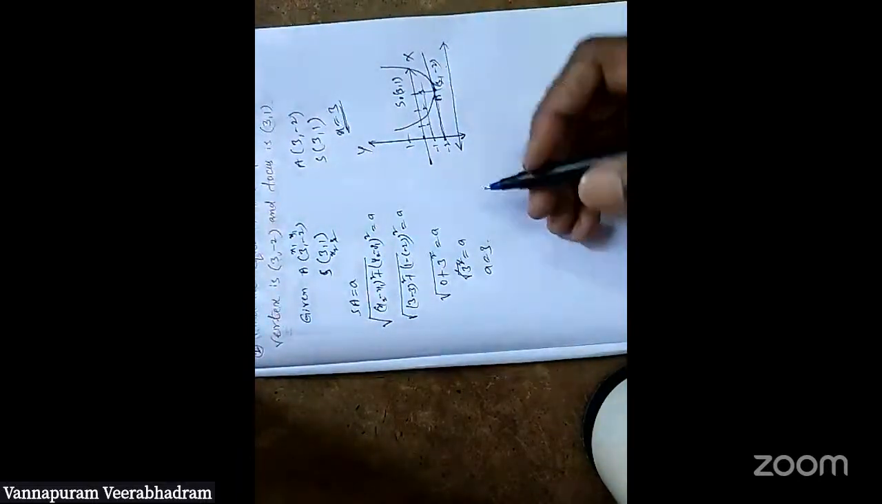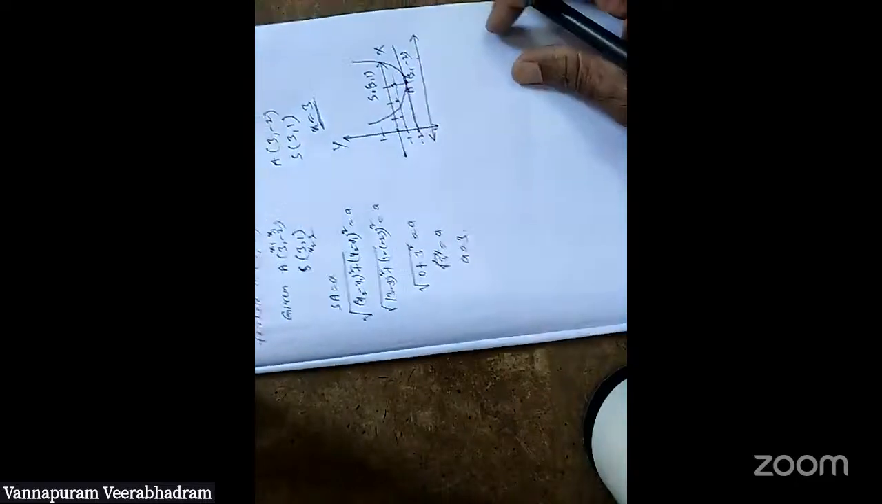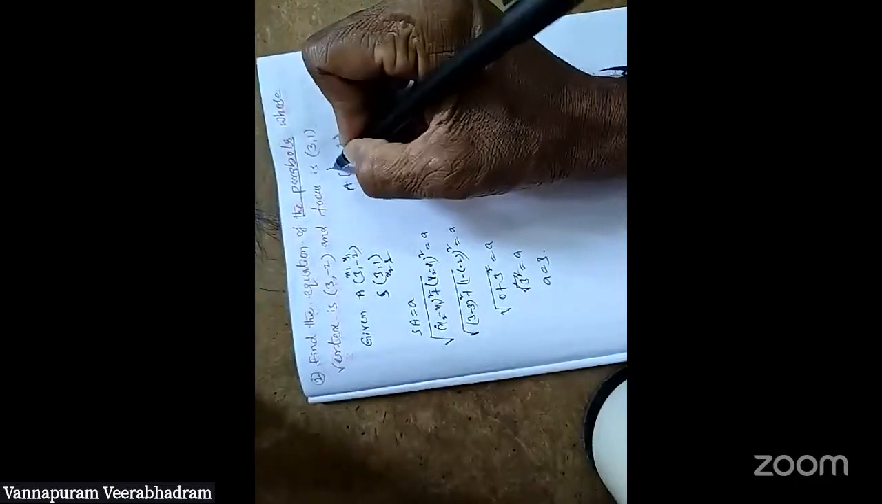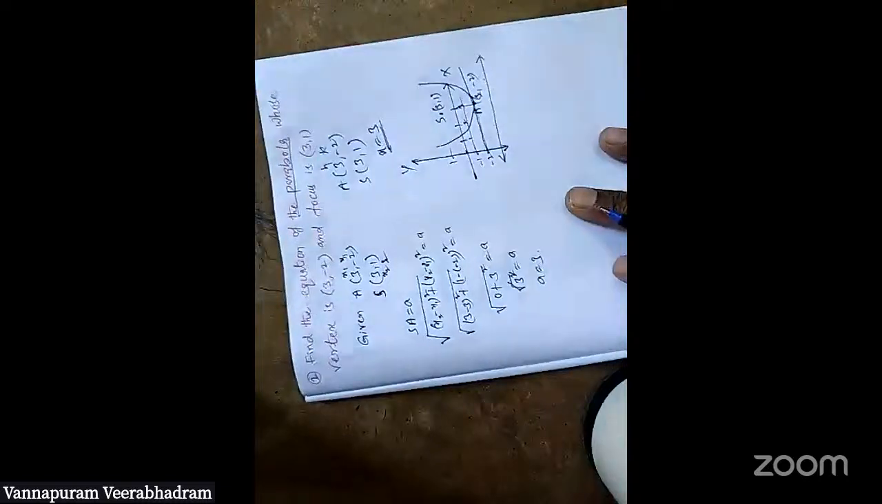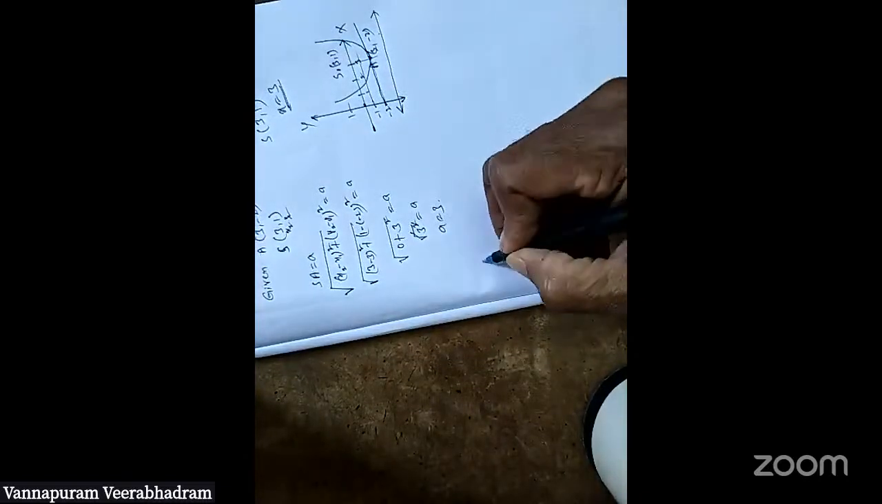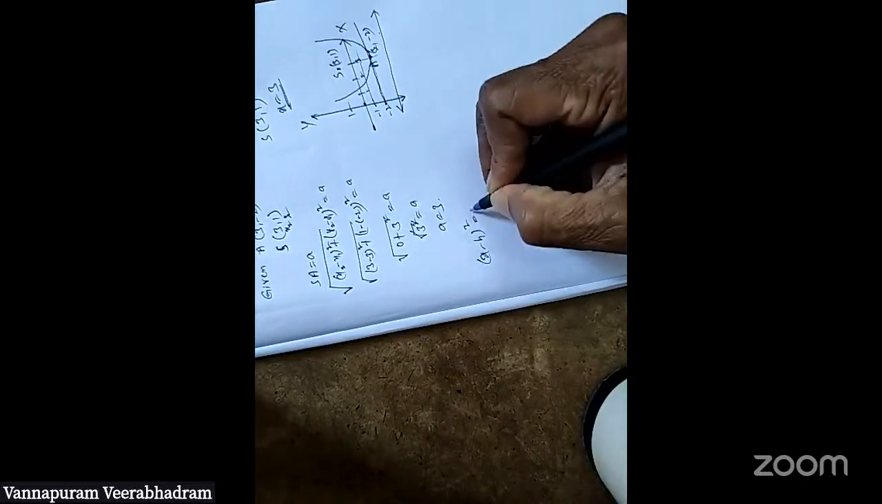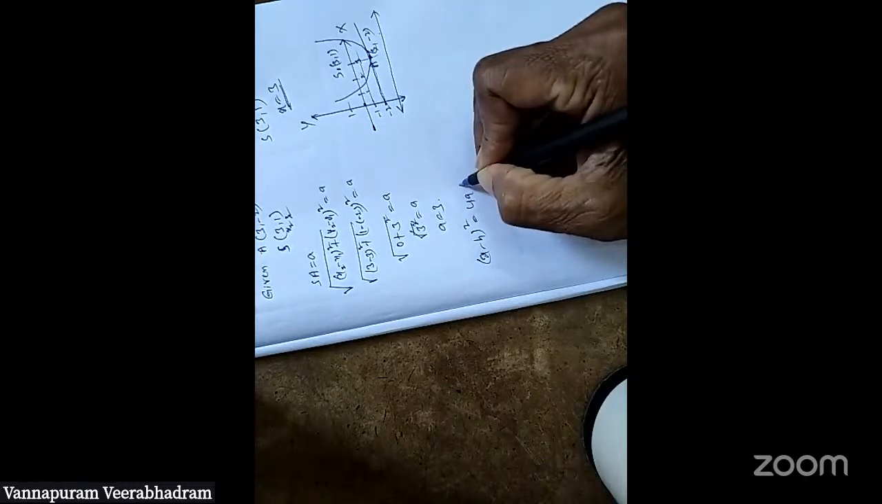So now in this case, the equation of the parabola is, here the vertex 3 comma minus 2. We will take it as h comma k. The equation of the parabola is x minus h whole square is equal to 4a into y minus k.